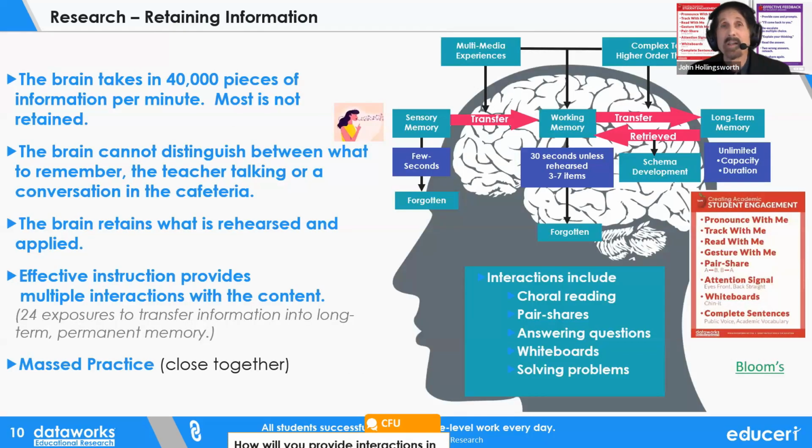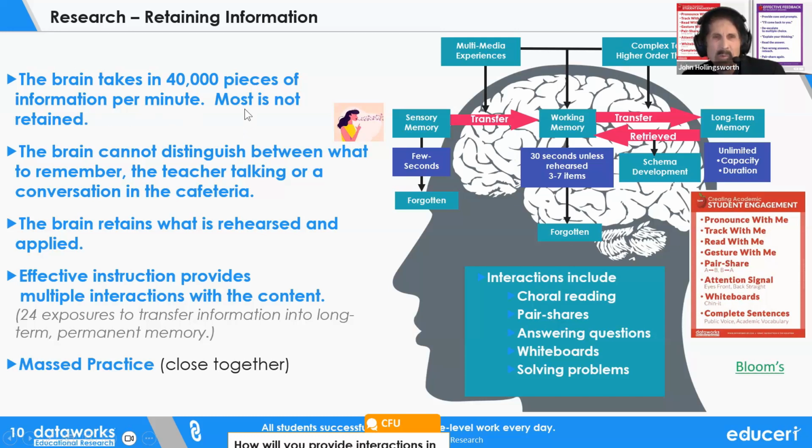So now let's look at the next part. You've probably heard of brain compatible teaching. We want to be brain compatible also. So let's pick a couple of highlights about the brain that affect learning. Let's look at the first one. The brain takes in 40,000 pieces of information per minute.